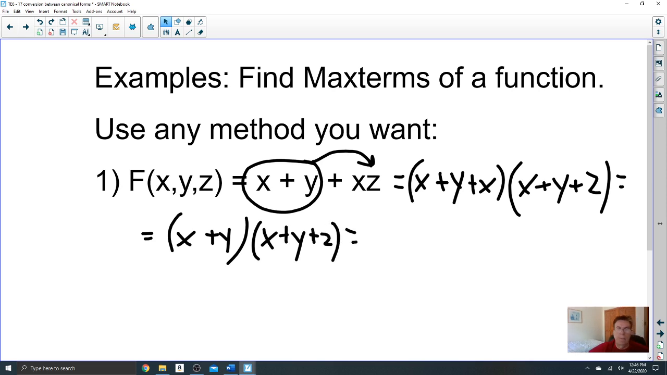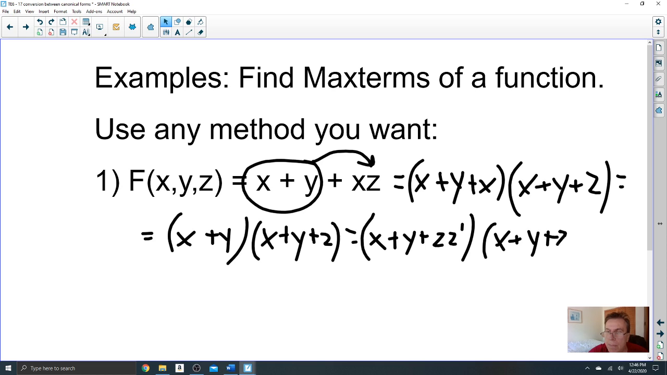All right. The first term is not the maxterm. You have to expand it into variable z. So we're going to do the following: x plus y plus 0 in the form of z times z prime. And we copy the second term, x plus y plus z. All right, so let's do the following.